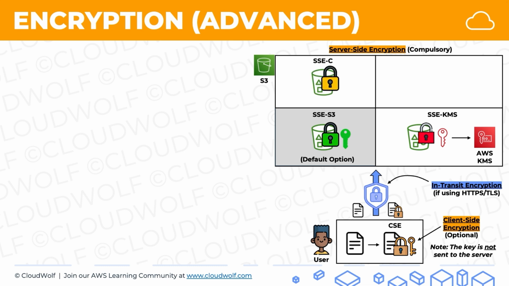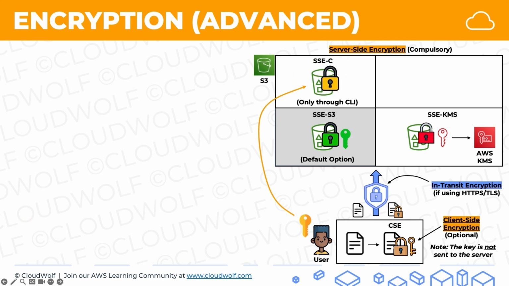The next option is SSE-C, which is server-side encryption with a customer-provided key. In this case, you provide the key. The key is not stored on the AWS server. AWS uses that key to encrypt your data and then it discards the key. So you have a copy of the key on your side and they won't be able to decrypt your data even if they wanted to. Now keep in mind that this option cannot be enabled through the console. You can only do this through the command line interface because it's quite an advanced option.